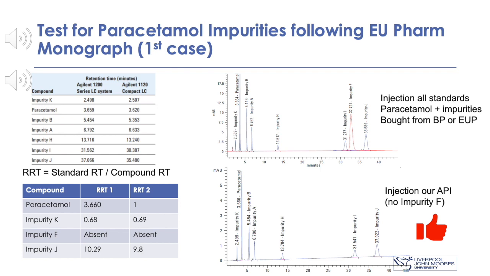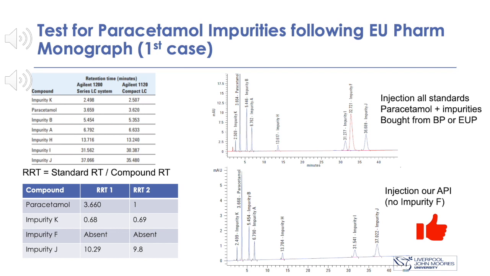You see that they are identified by letters like impurity K, impurity B, impurity A, impurity H, impurity I, and impurity J. These letters don't really match with the order of elution that you have in an HPLC, and rather they have been named with letters because probably A was discovered as an impurity earlier and then B later, and so on.